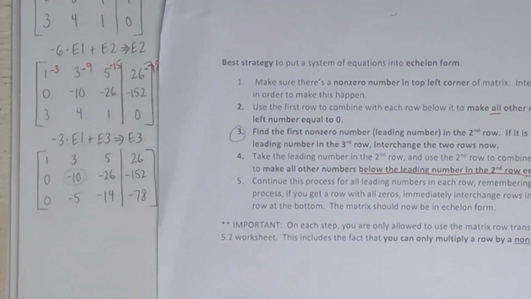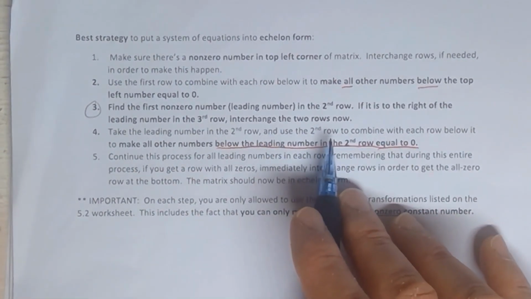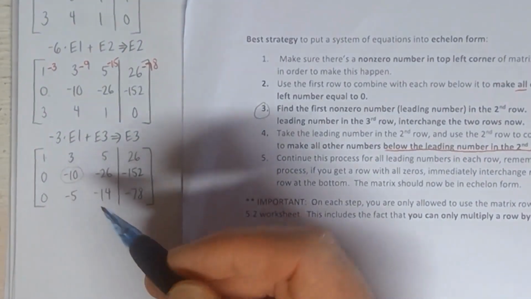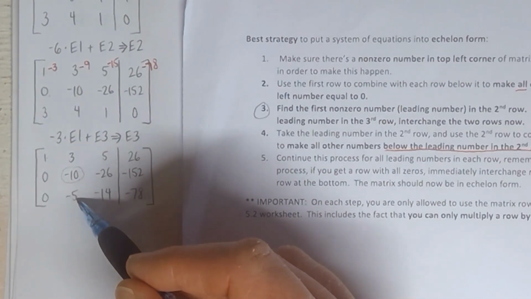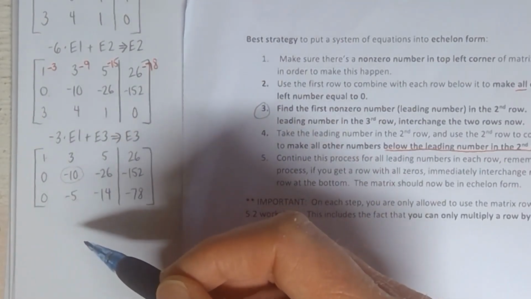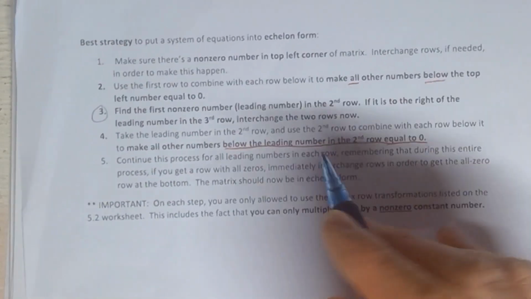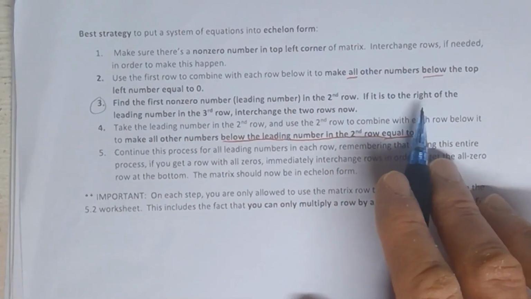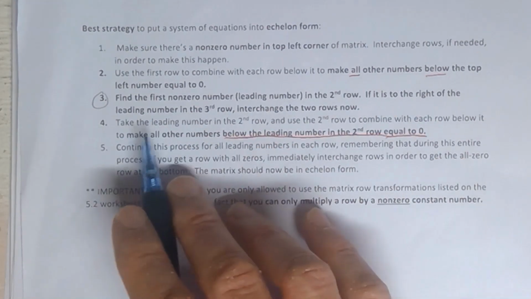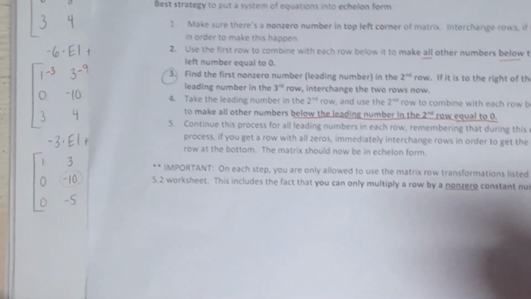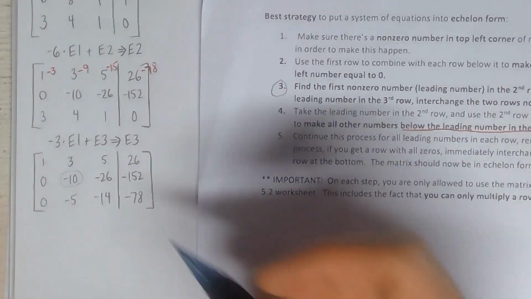Now, if it is to the right of the leading number in the third row, interchange the two rows. That is not the case. But for example, if this had been a 0 right here, and this -5 was right here, then you'd want to interchange the rows. Because if the leading number in the second row is further to the right than the leading number in the third row, we can't have that. It can't be that way. And you'll see why when we talk about echelon form. But that's not the case here.